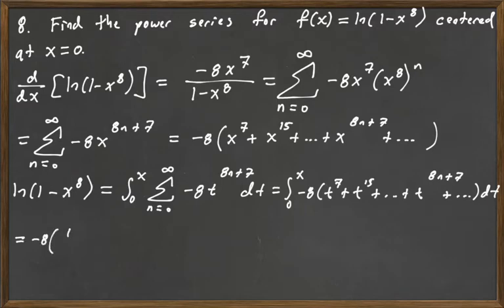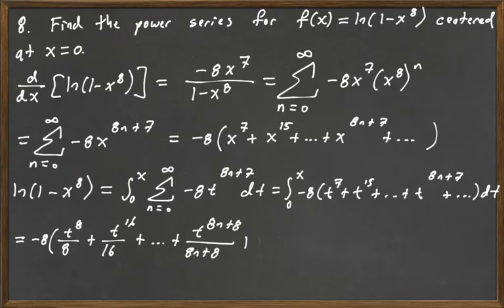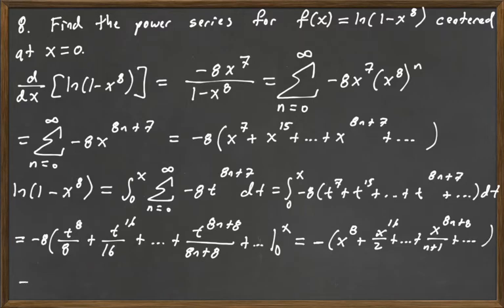So just a bunch of power rule. So negative 8's out in front, and t to the 8th over 8 plus t to the 16th over 16 plus dot dot dot t to the 8n plus 8 all over 8n plus 8 plus dot dot dot, and we're going to integrate this from 0 to x, so we're essentially going to replace all the t's with x. So negative x to the 8th plus x to the 16th over 2, so I went ahead and distributed the negative 8 through, plus dot dot dot x to the 8n plus 8 all over n plus 1, and so on.